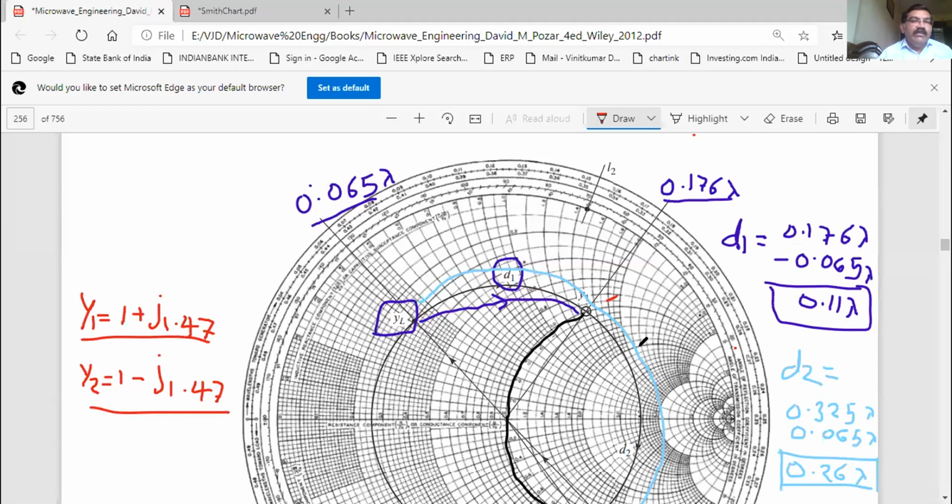Why is this so? Because you have the basic understanding, the basic formula, that impedance matching requires complex conjugate matching, plus minus. So if you see here, what is the value of Y1? Y1 is 1 plus j 1.47. What is the complex conjugate of Y1? The complex conjugate of Y1 is Y2, that is 1 minus j 1.47. And the complex conjugate of this is Y1. So Y1 and Y2 are the complex conjugate of each other.